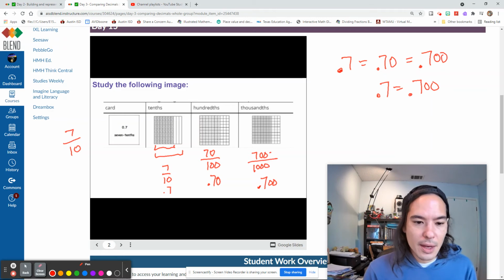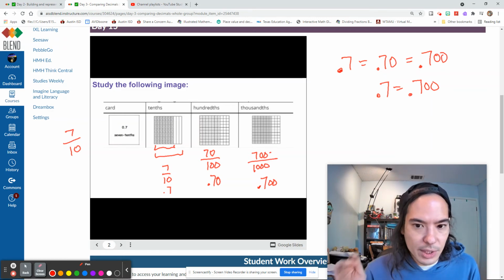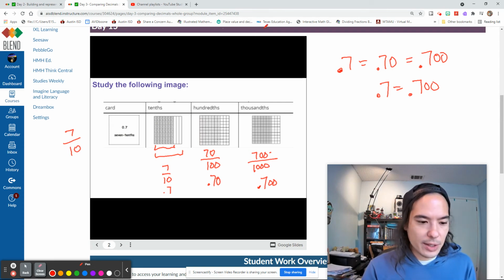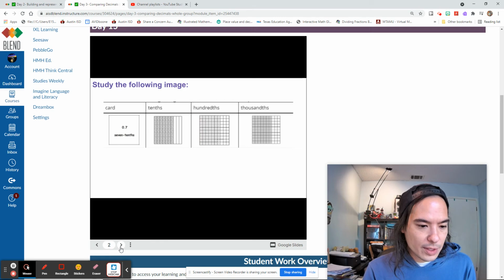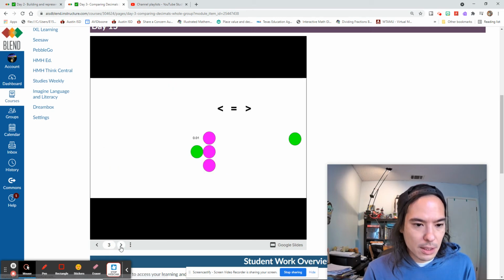All right. Now, there's an easier way of looking at it, and we'll get to that. But for now, let's try and look at it as many ways as we possibly can. All right. So we're going to move on to the next screen.